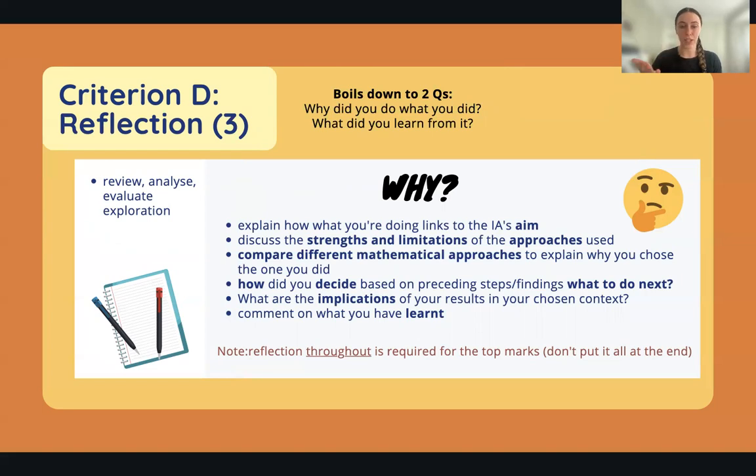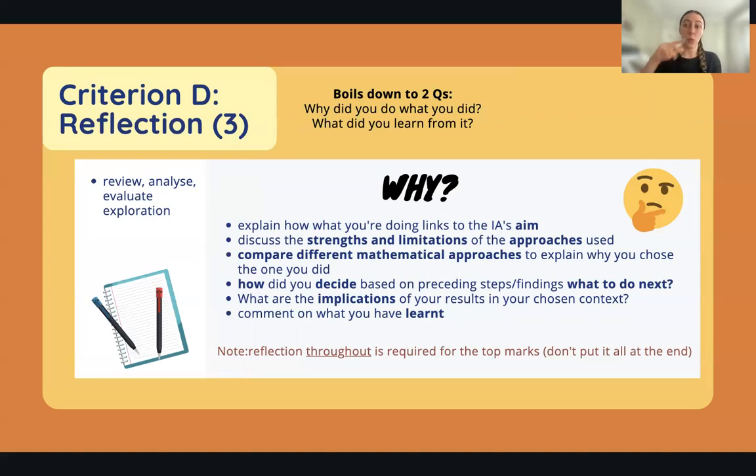Note, yes, reflection throughout is required for the top marks. In comparison to a science IA, where you have the big discussion at the end, initially you're just objectively presenting everything. And then at the end you're like, I'm a terrible scientist. I made all of these mistakes. This is why my results are terrible, and all of that sort of stuff. You leave it all to the end.